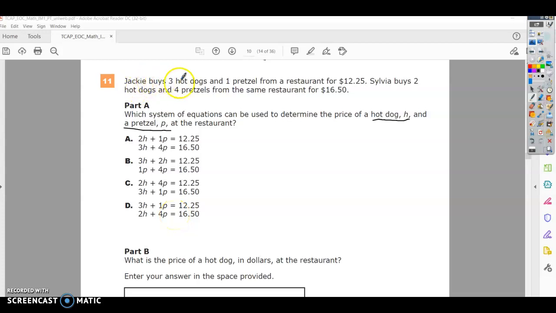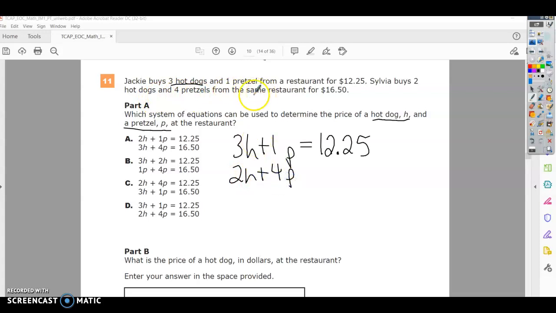All right, so Jackie buys 3 hot dogs, so that's going to be 3H, and 1 pretzel for $12.25. So that's my first equation. And then Sylvia buys 2 hot dogs, so 2H, and 4 pretzels at the same restaurant for $16.50.